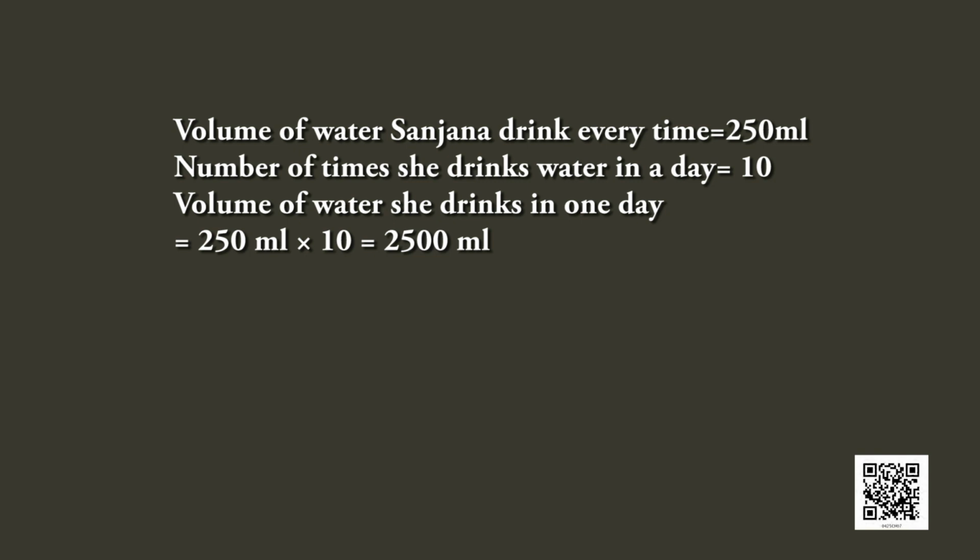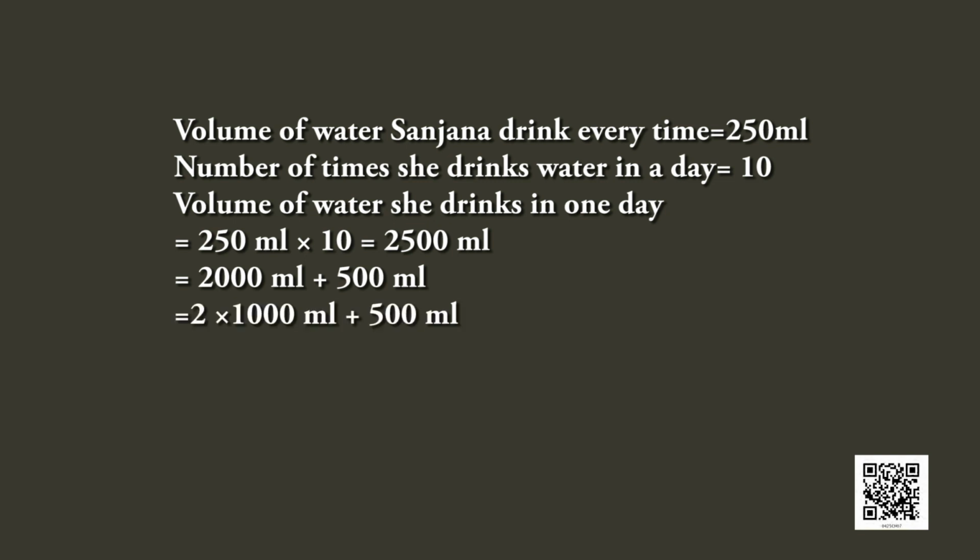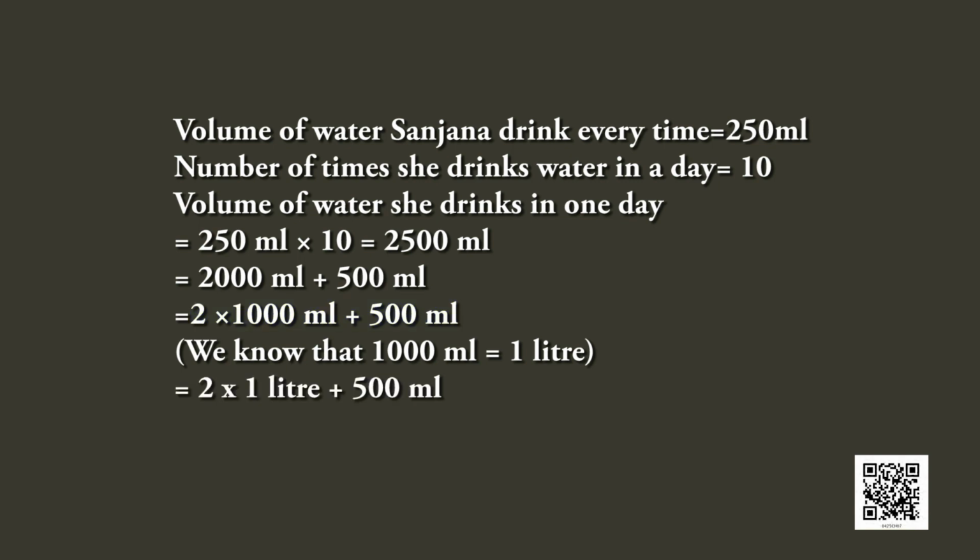which is also equal to 2000 milliliters plus 500 milliliters, which is equal to 2 into 1000 milliliters plus 500 milliliters. You have learnt previously 1000 milliliters is equal to 1 liter. We now write 2 into 1000 milliliters plus 500 milliliters is equal to 2 into 1 liter plus 500 milliliters, which is nothing but 2 liters 500 milliliters.